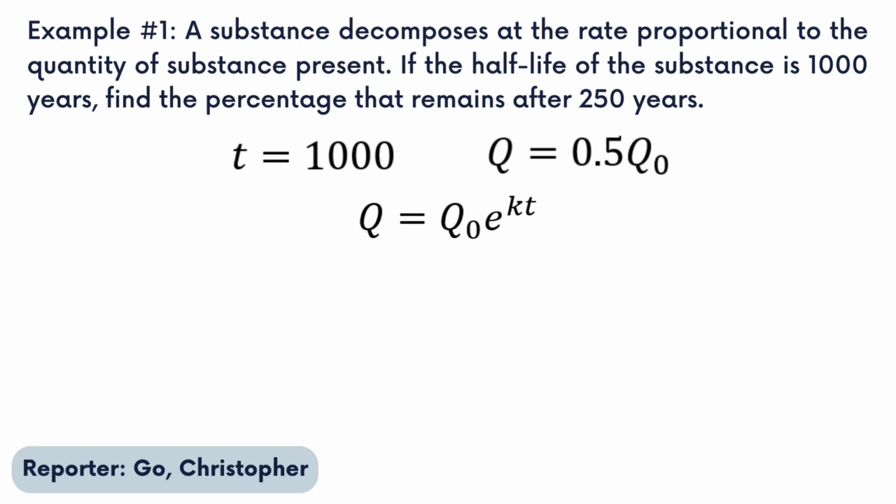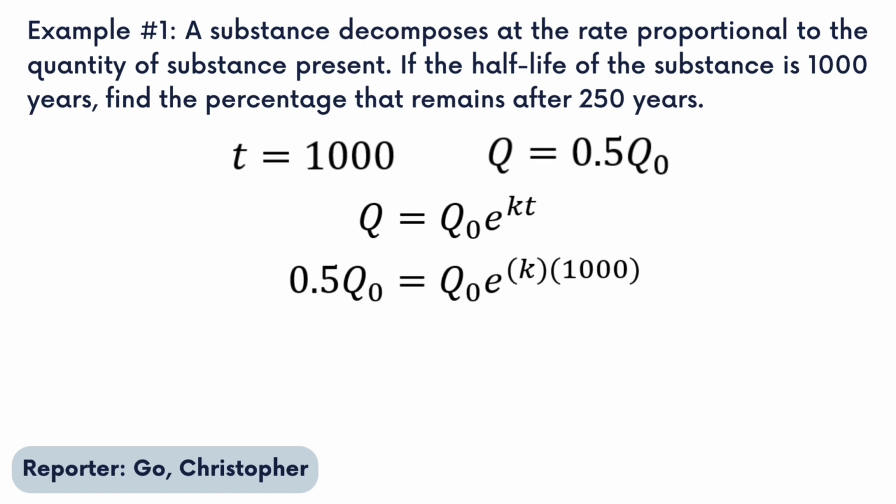Kung mapapansin nyo, may value na tayo ng q and t. Ang wala na lang ay q sub 0 or yung initial quantity and yung e raised to k. Sa initial quantity, wala na tayong problema dyan dahil percentage ang kukunin natin mamaya. Kaya magpo-focus tayo sa pagkuha ng value ni e raised to k. Alam naman natin ang value ni q and t, kaya papalitan na natin ang value nila. 0.5 q sub 0 equal q sub 0 multiplied by e raised to k times 1,000.